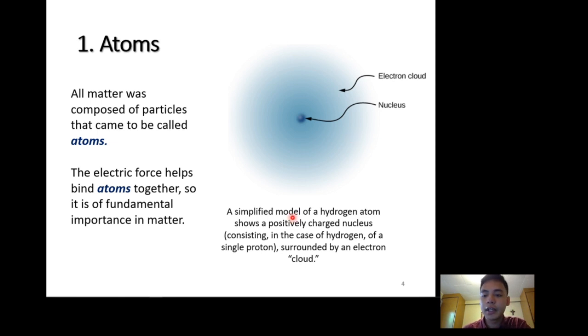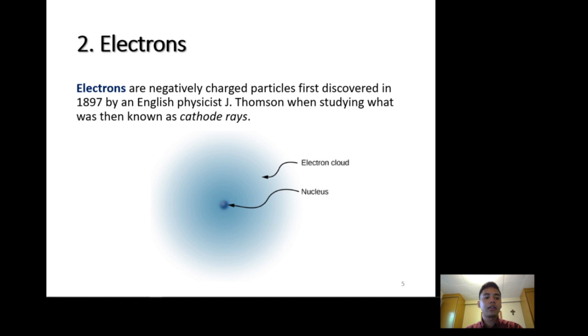Second, electrons are negatively charged particles, first discovered in 1897 by an English physicist, J. J. Thomson, when studying what was known as cathode rays. It was during the discovery of cathode rays that electrons were found. This is basically the start of modern physics: the discovery of atoms and electrons. You see the importance of it, because of electricity.